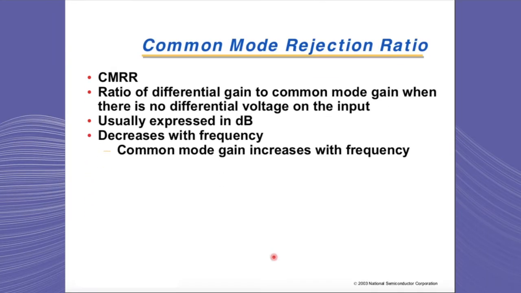Common mode rejection ratio, or CMRR, is the ratio of the differential gain of the amplifier to the common mode gain of the amplifier when there is no differential signal on the input. As the graphics in the current slide show, the differential gain of the amplifier is in response to the differential input signal between the two inputs of the amplifier, and the common mode gain of the amplifier is the gain of the common mode signal.